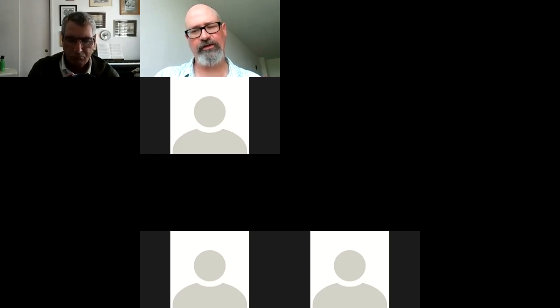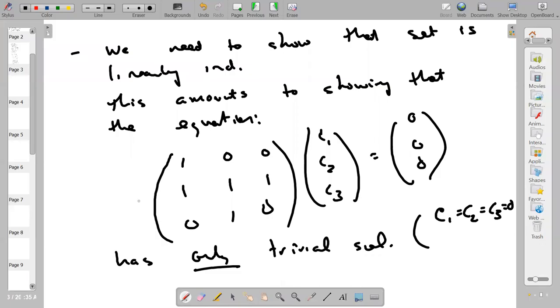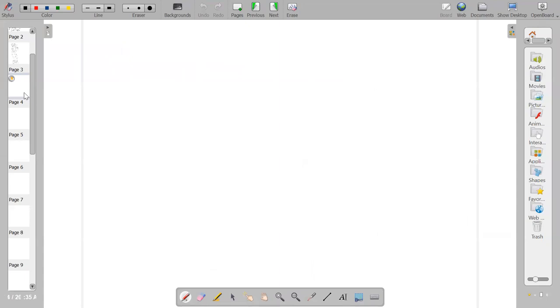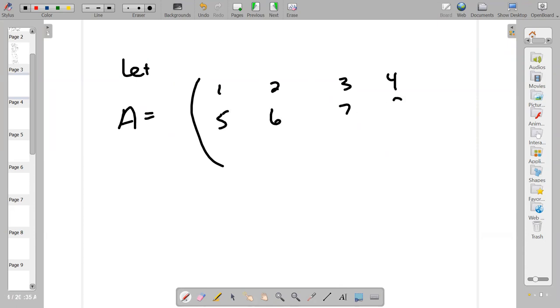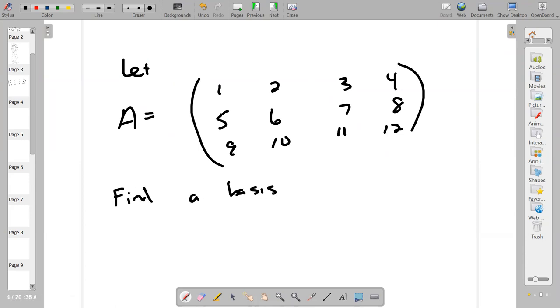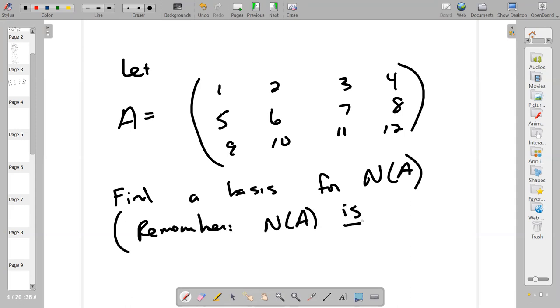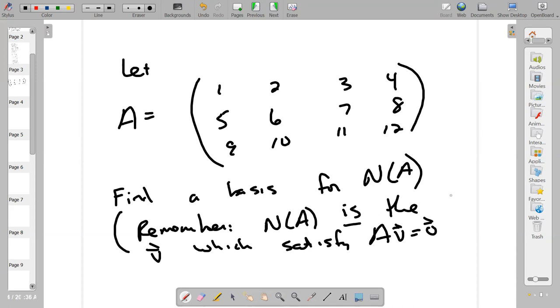We'll talk about that problem a little bit, and indicate what we need to do in order to convince ourselves that we're really right about it. Here's another matrix. Let A be equal to 1, 2, 3, 4, 5, 6, 7, 8, 9, 10, 11, 12. So here's a problem. Find a basis for the null space of A. Remember, the null space of A is the set of vectors V which satisfy the equation AV equal to the zero vector.